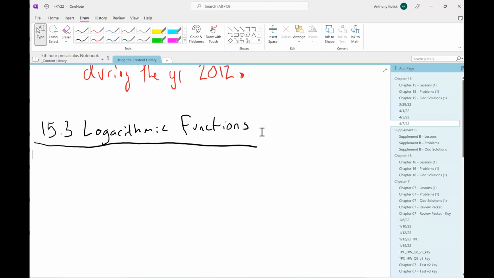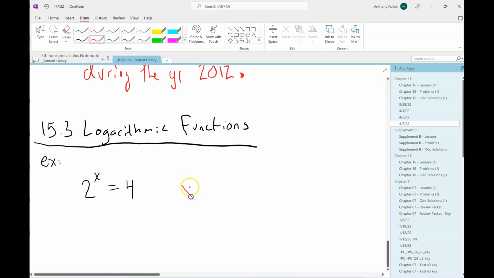All right. So, logarithmic functions. Let's say we have this equation. We have 2 to the x is equal to 4. What's x? 2. Or we have 2 to the x is equal to 8. What's x? 3. Right?